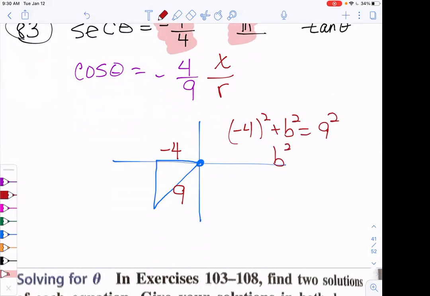So 81 minus 16, right? What's 81 minus 16? 65? And that does not simplify. So from that diagram, then I would find the sine, cosine, and tangent, the secant, cosecant, and cotangent. Questions?